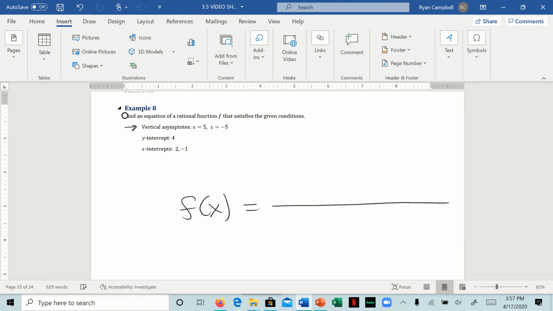Okay. So, we're trying to find a rational equation, rational function. So, vertical asymptote, we see x plus 5, x minus 5. Actually, that should be the other way around, but it super doesn't matter, right? X-intercepts go on top, so that's x minus 2, x plus 1. And then we have a y-intercept at 0, 4.